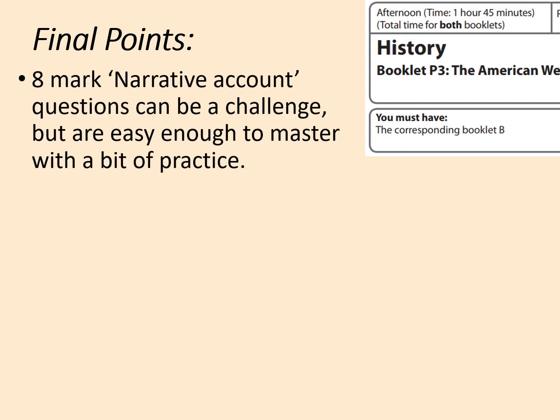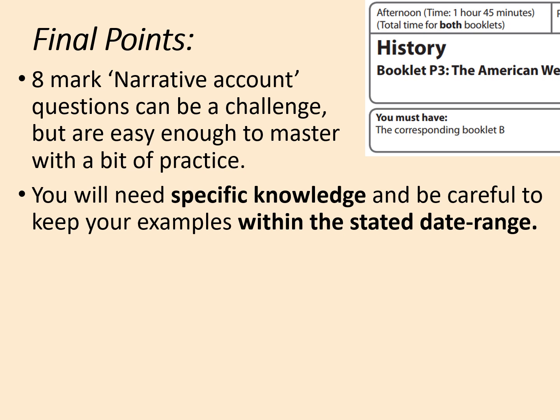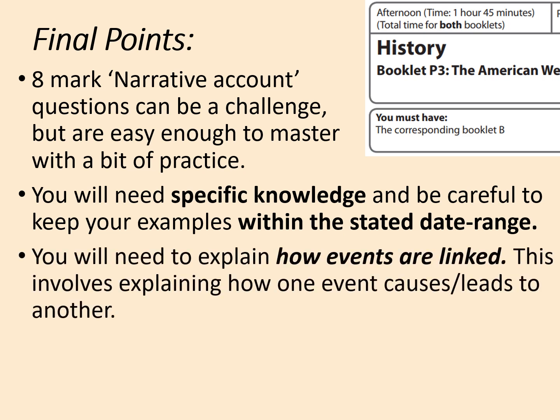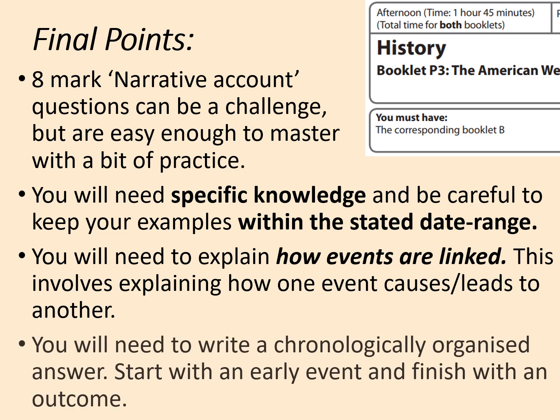Some final points then. 8-mark narrative account questions can be a challenge, but they're easy enough to master with a bit of practice. You will need specific knowledge and to be careful to keep your examples within the stated date range. You will need to explain how events are linked. This involves explaining how one event causes or leads to another. You will need to write a chronologically organised answer, in time order from earliest to latest. Start with an early event and finish with the outcome. A short conclusion can often add that extra layer of analysis that you might otherwise be lacking, considering the more important events and overall themes.